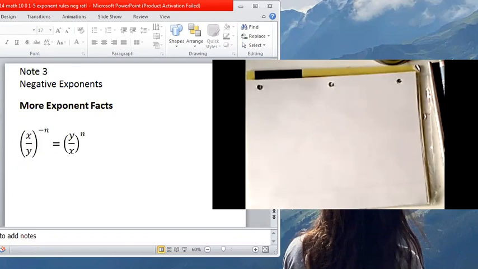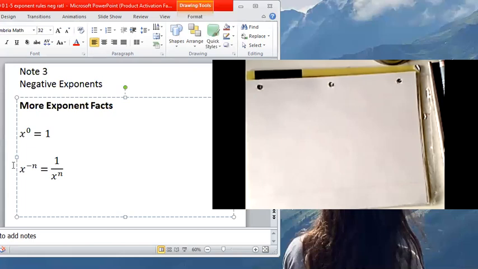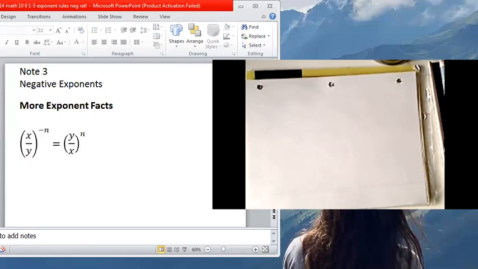This second fact here, we used actually in our warm-up question. Whenever you move something from the top to the bottom, the numbers all stay the same, just the sign of the exponent changes. The exponent only, not any other negatives that might be there. Exponent only changes. We used this one in the warm-up. Notice the inside is upside down, and so the exponent changes from a negative to a positive.